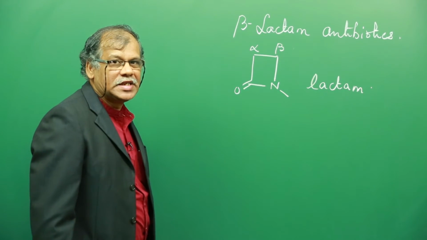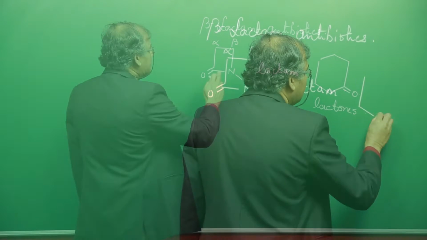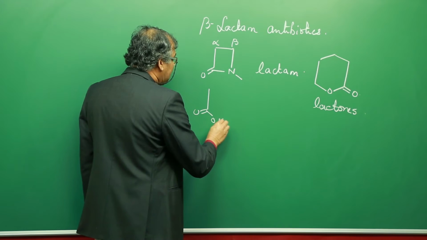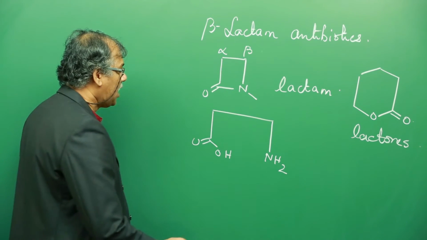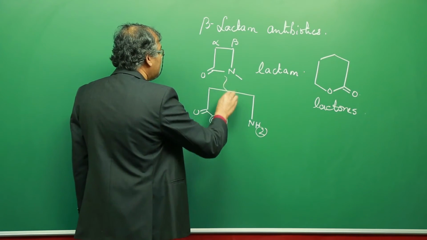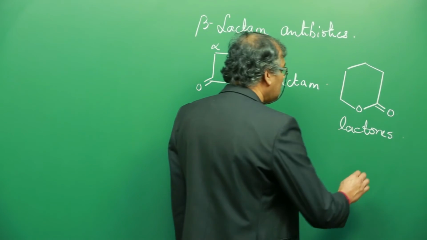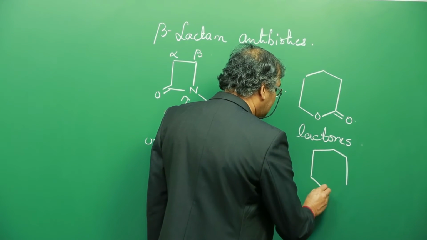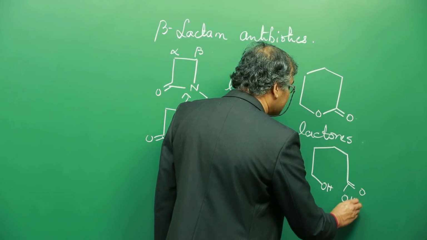You would recall cyclic esters are called lactones. Cyclic amides are produced when within the same molecule we have a carboxylic group and an amino group that can react to produce the amide functionality. Lactones are produced when within the same structure we have a hydroxy group and a carboxylic group.